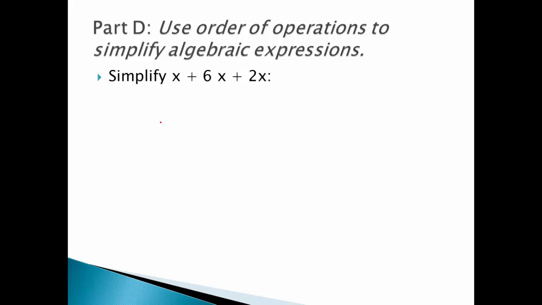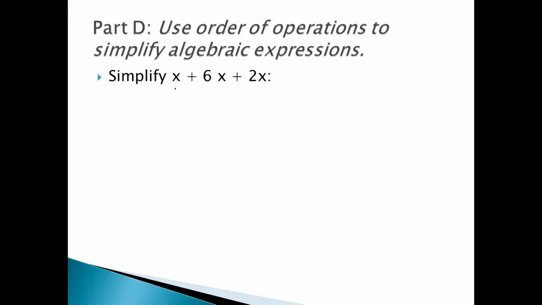Use order of operations to simplify algebraic expressions. We're going to simplify x plus 6x plus 2x. Now, remember the order of operations: parenthesis, exponents, multiplication, division, adding, subtracting. That is the order. Since this is all adding, we can do this from left to right. Always left to right when we don't have parenthesis or exponents or multiplication or division.